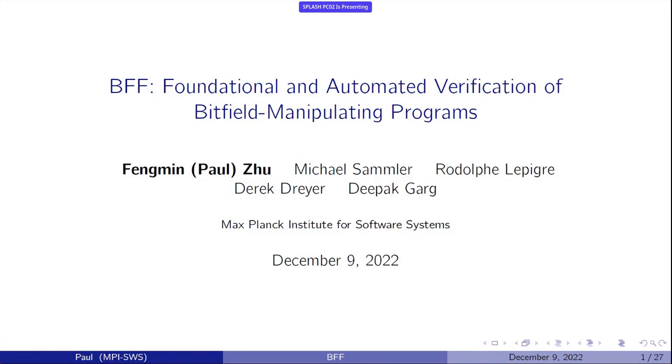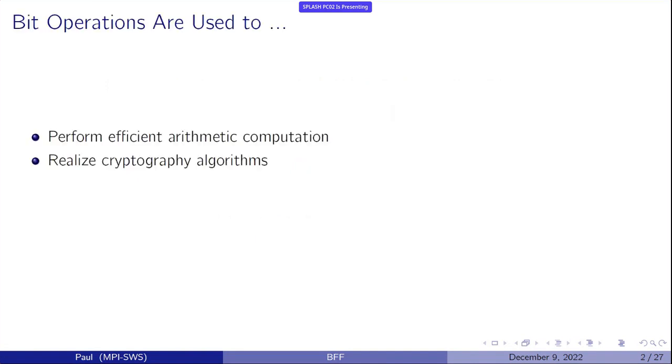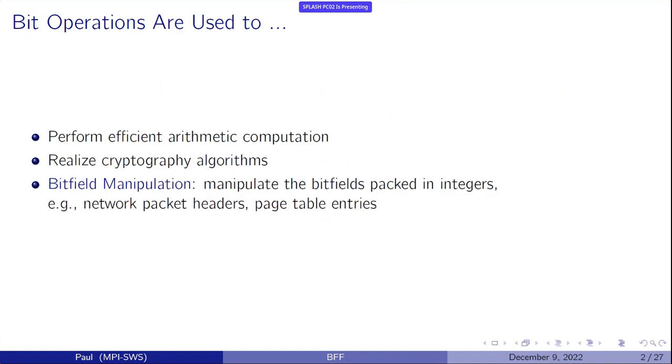So in system programming, bit operations are used in many different ways, such as to perform arithmetic computation more efficiently, to realize some cryptography algorithms, including encryption and decryption, and also bit field manipulation to manipulate the bit fields that are packed into integers or bit vectors, such as network packet headers and page table entries. The last usage, bit field manipulation, is what we are going to focus on in this work.